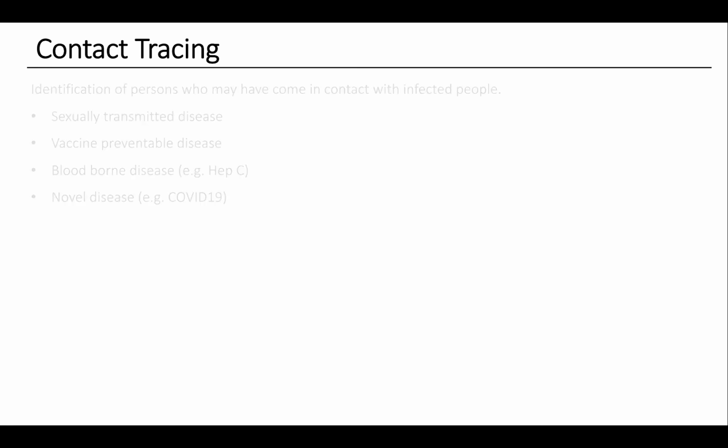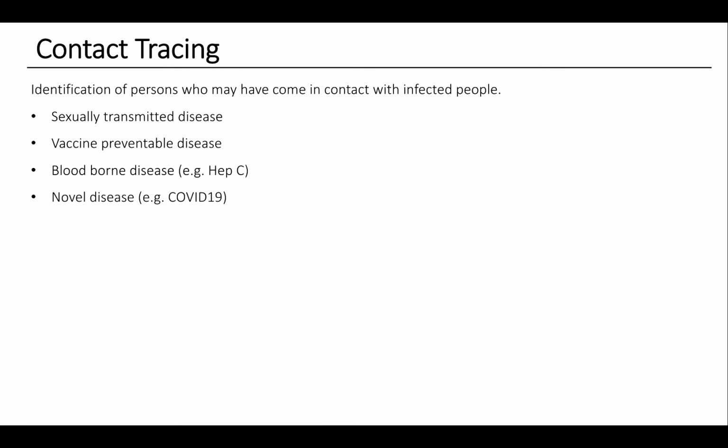You've heard a lot about contact tracing, and that is the process of identifying persons who may have come in contact with infected people. It's often done with sexually transmitted diseases, vaccine-preventable diseases, like smallpox or polio, and bloodborne diseases like hepatitis C. A lot of bloodborne diseases are spread through IV injection users. And then novel diseases like coronavirus, just to understand what those dynamics are, because you don't necessarily know what's causing the disease initially.